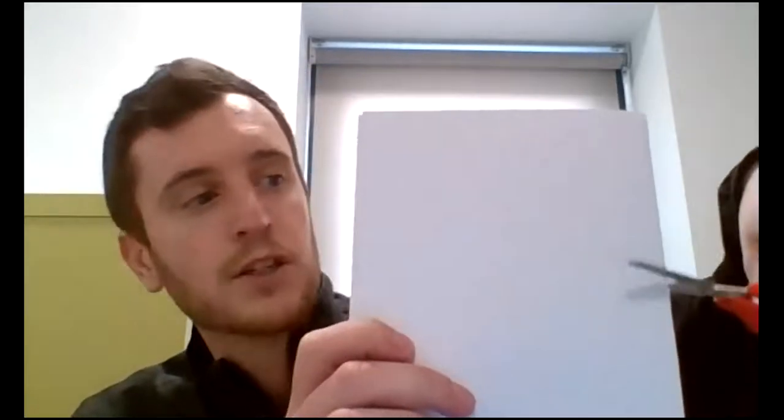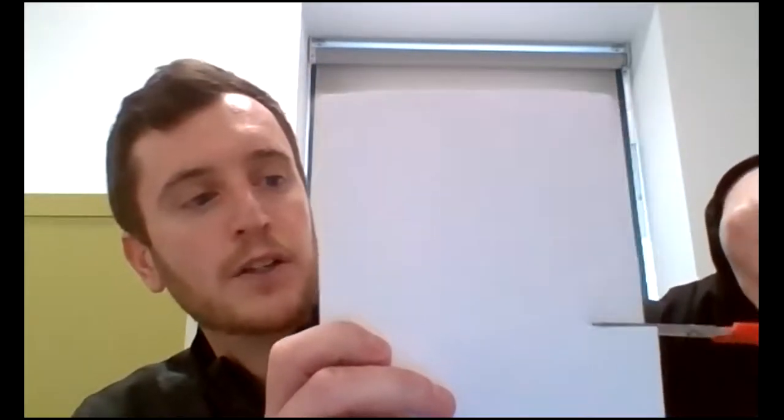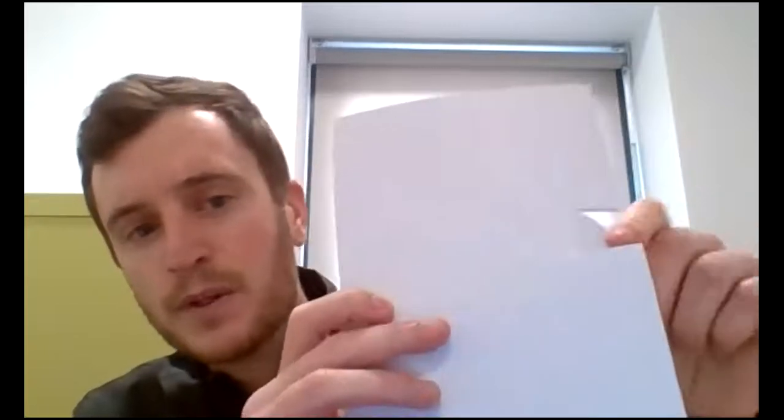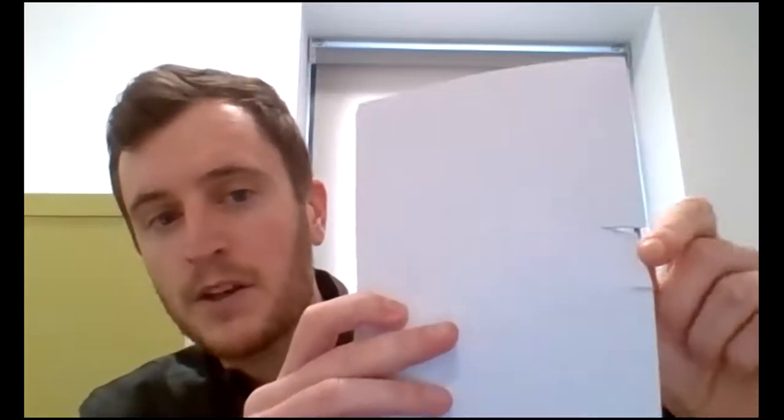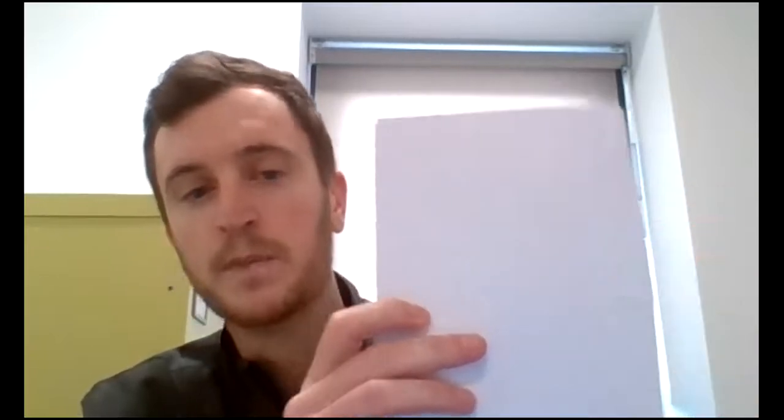So carefully with a pair of scissors, and you might want your parent or carer to supervise you with this to make sure you're doing it sensibly and carefully, I'm going to make two cuts. One along this side and one just below it. And you might not be able to see it on camera, but if I wiggle it, there you go. You can see I've made that cut to begin to make that box-like structure.